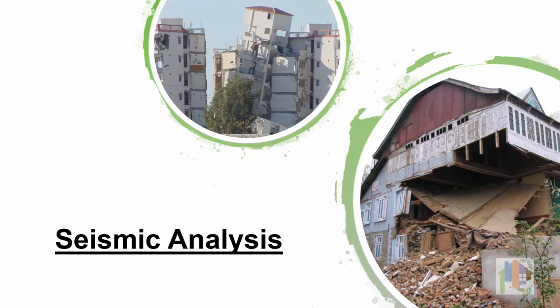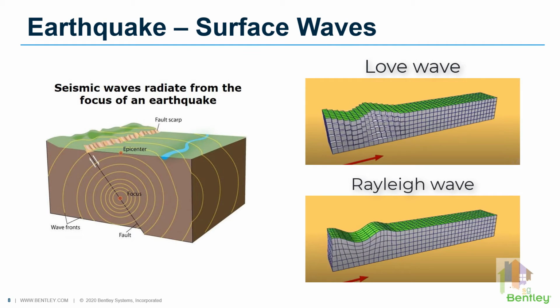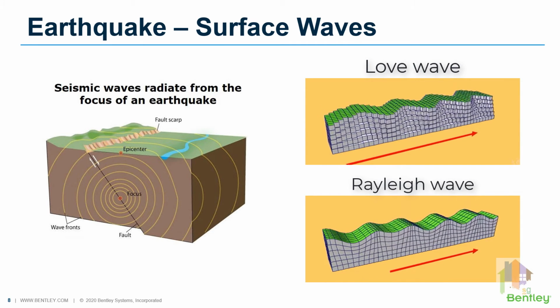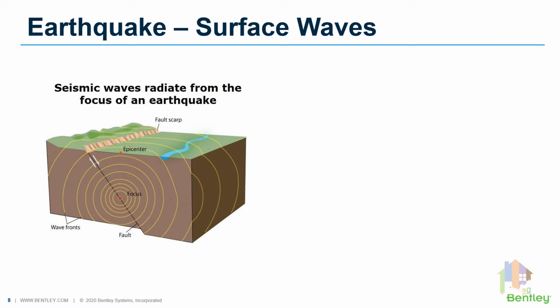Before going into the details about structural modeling for seismic load and application of load, let's talk about the basics of seismic analysis. On the surface, the seismic waves are termed surface waves, and these surface waves cause the ground to move in various directions and in different patterns. There are mainly two types of surface waves: Love waves, where the ground moves in the side-to-side direction, and Rayleigh waves, where the ground moves up and down and side to side in the same direction that the wave is moving. These surface waves are the main reason for the ground shaking during an earthquake.